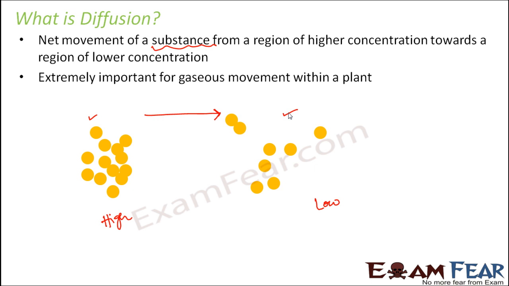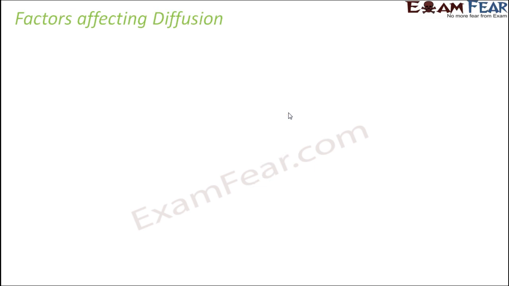Now, what are the factors affecting diffusion? There are quite a few factors which affect diffusion. When I say which affect diffusion, I am trying to say the speed or the rate of diffusion, whether diffusion will happen very fast or very slow. When I talk about the rate of diffusion, what I'm trying to say is how fast or how slow the particles will move from a region of high concentration towards a region of low concentration. So let us see what those factors are.